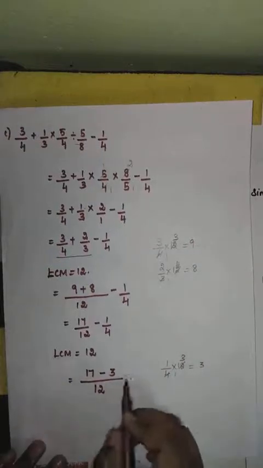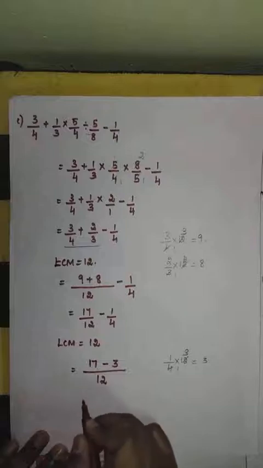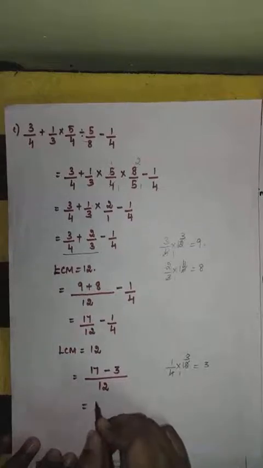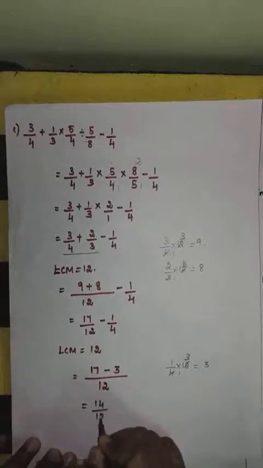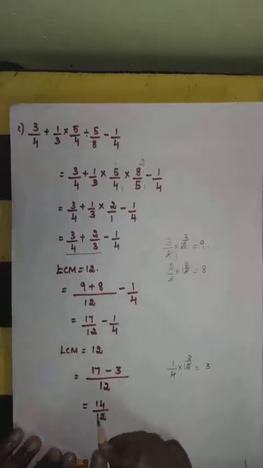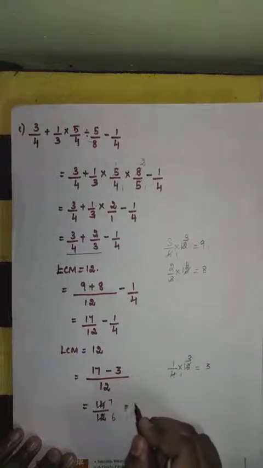17 minus 3 by 12. So 17 minus 3 is, yes, very good, 14 by 12. So 14 by 12 we can cancel in 2 tables, right? 6 2s are 12, 7 2s are 14. So it is 7 by 6.